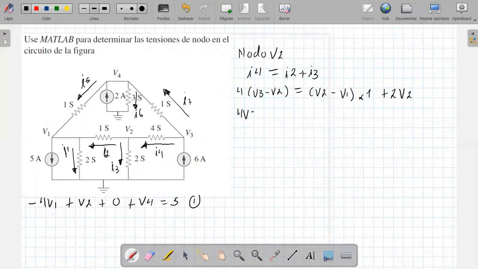Okay, then I start treating it. It would be 4 V3, 4 V2. Same B2, B2, B2 and all that. I'm going to stay with V1.